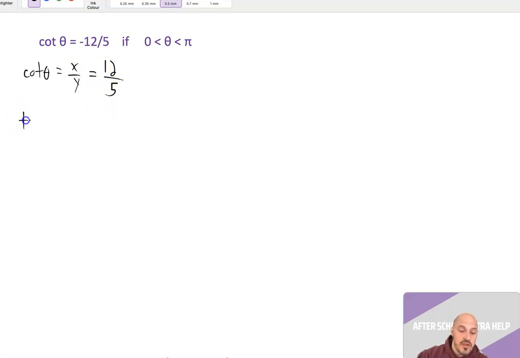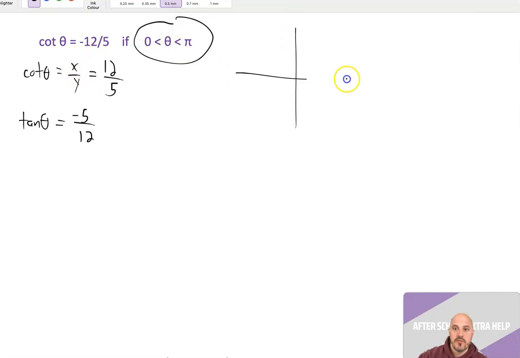And I know tangent already, though. I can just take my original and take the reciprocal. So negative 5 over 12, but I'm not sure technically where that negative is. And this is what's going to tell us. So let's see. Draw a picture.